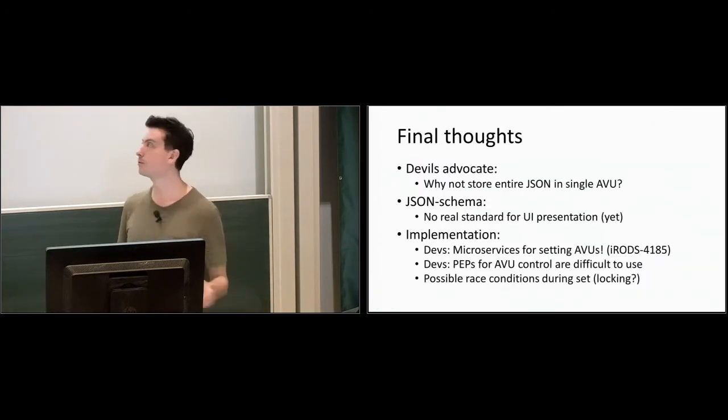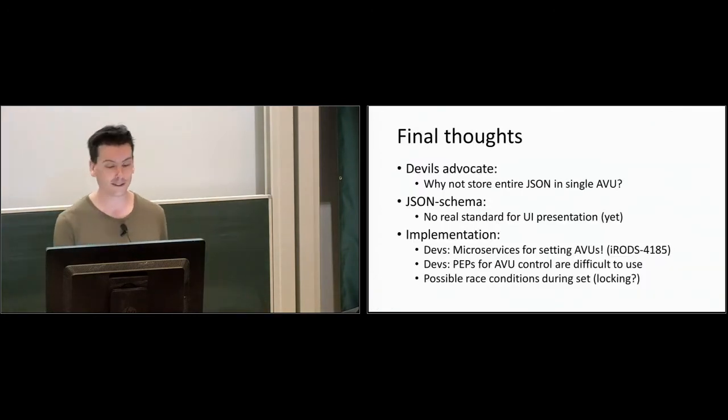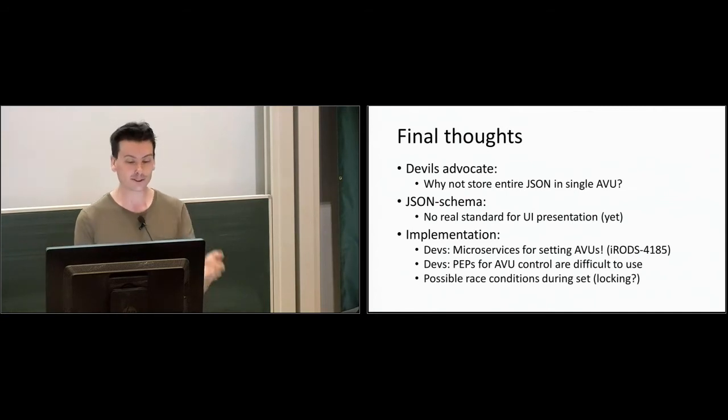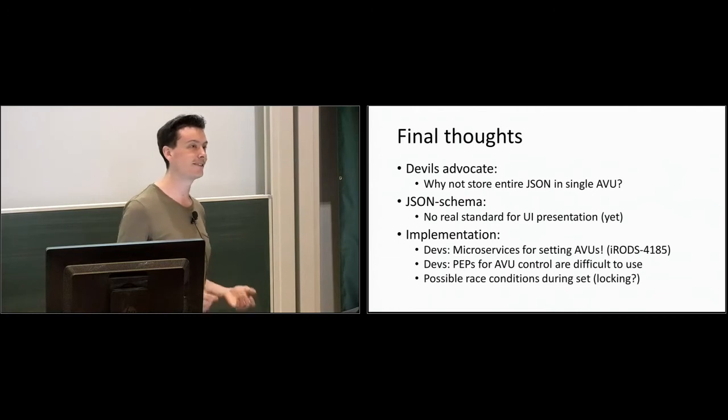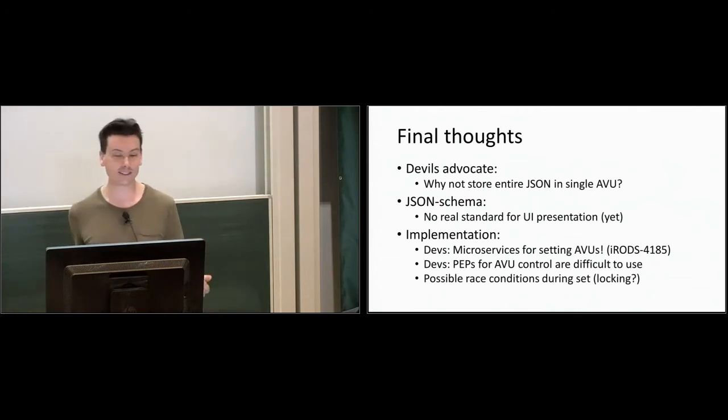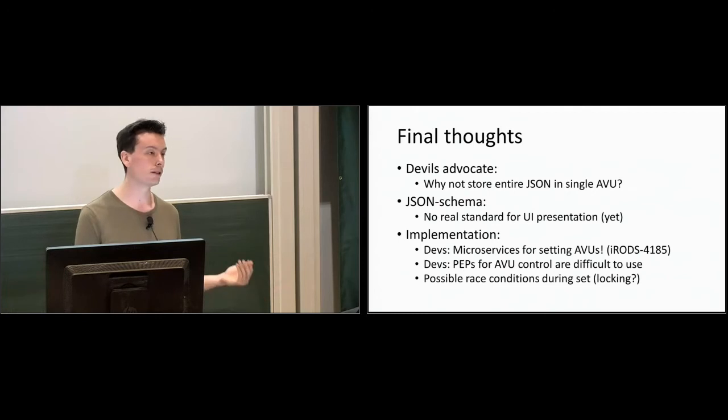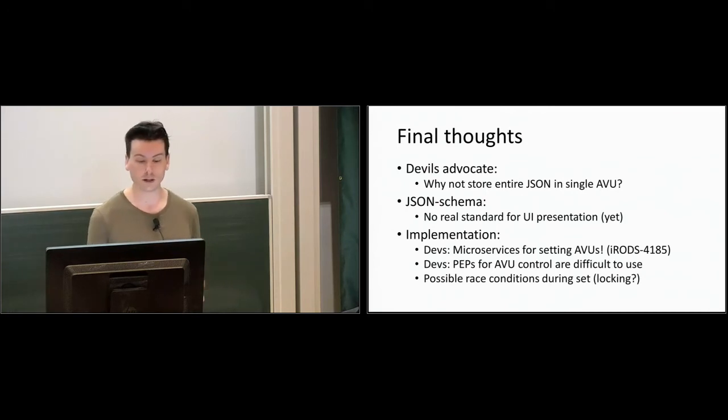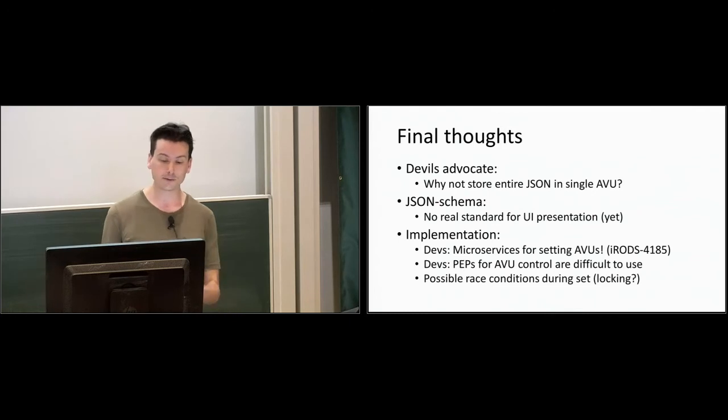So a bit of final thoughts on this project. Why not store the entire JSON in a single AVU? I hope I've convinced you that that's not really making use of iRODS. You can't do the querying of single attributes, single AVUs. JSON schema, I wish it was a standard yet, but it isn't. And then a few comments about the implementation and a few for the developers.